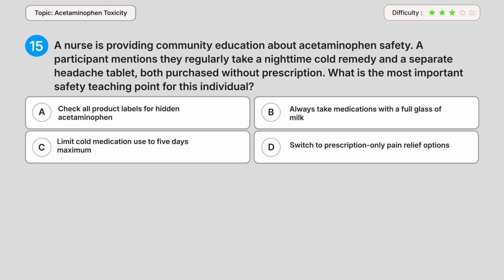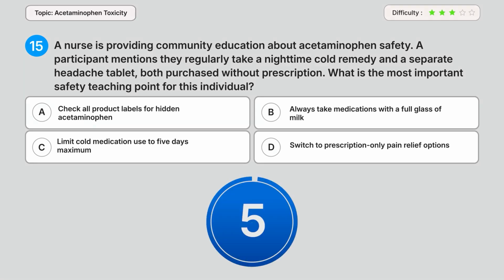A. Check all product labels for hidden acetaminophen. B. Always take medications with a full glass of milk. C. Limit cold medication use to 5 days maximum. D. Switch to prescription-only pain relief options. Can you guess the answer?